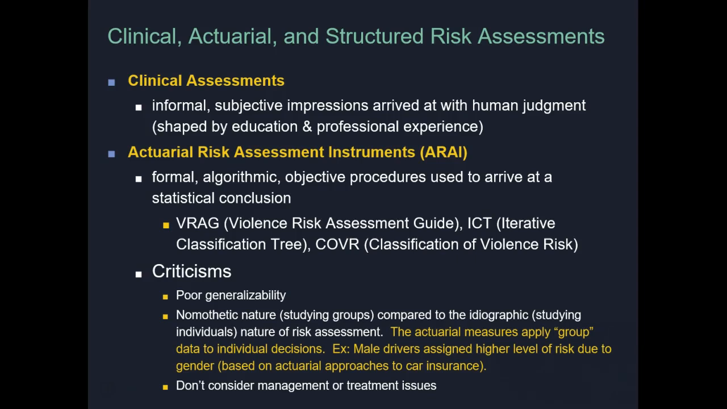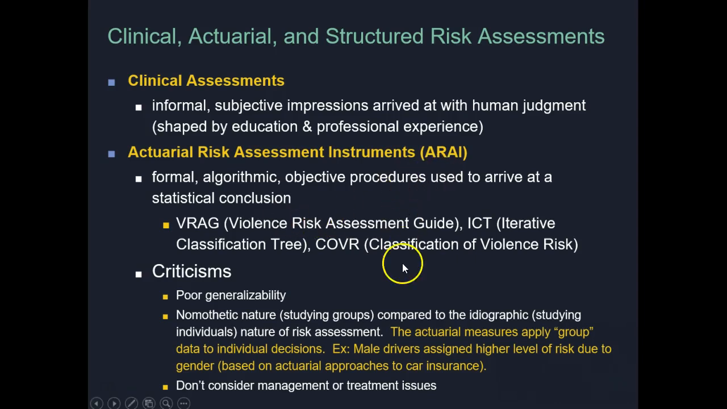Criticisms of the actuarials: more generalization. We tend to use them in all different situations, and we take what's based on groups and we apply it to individuals. The nomothetic nature, studying groups, is what actuarials are based on, compared to idiographic, which would be looking at specific individuals. So risk assessments that are actuarial are used on a great number of people and groups of people. So it's sometimes not real helpful in generalizing this onto an individual.